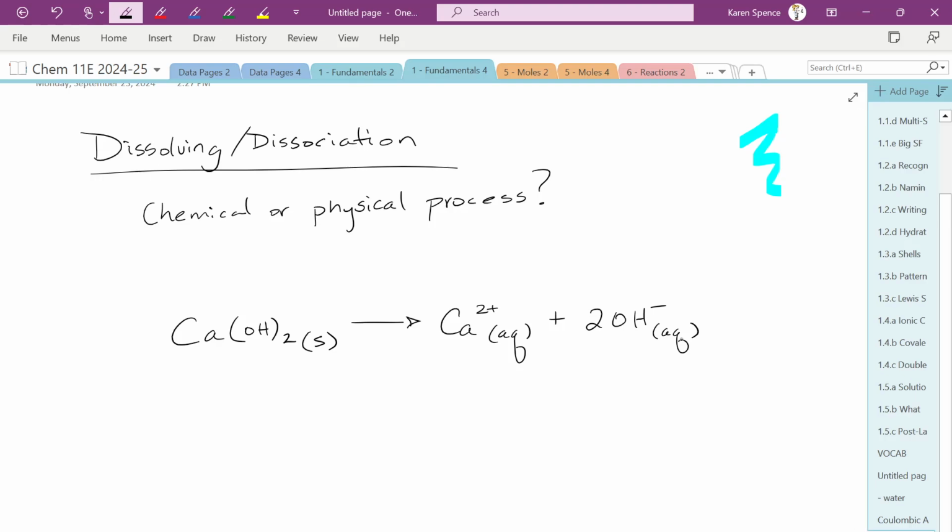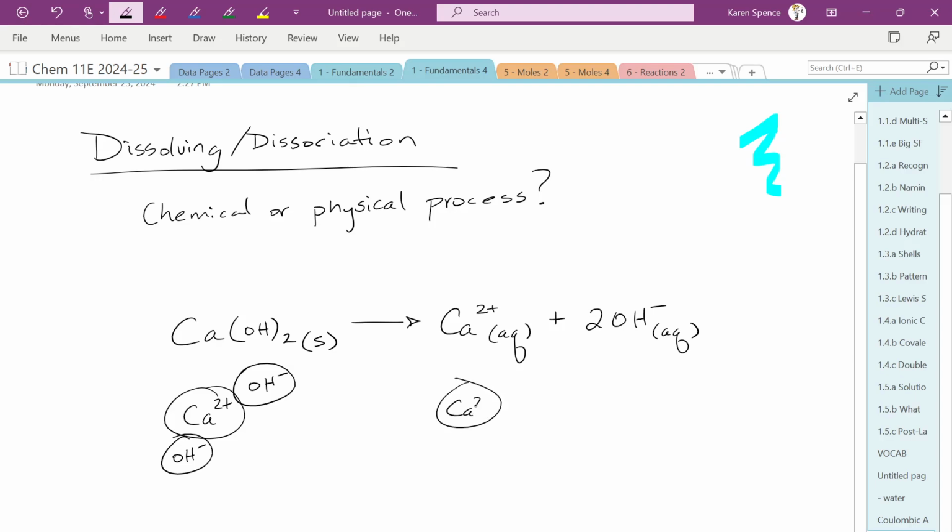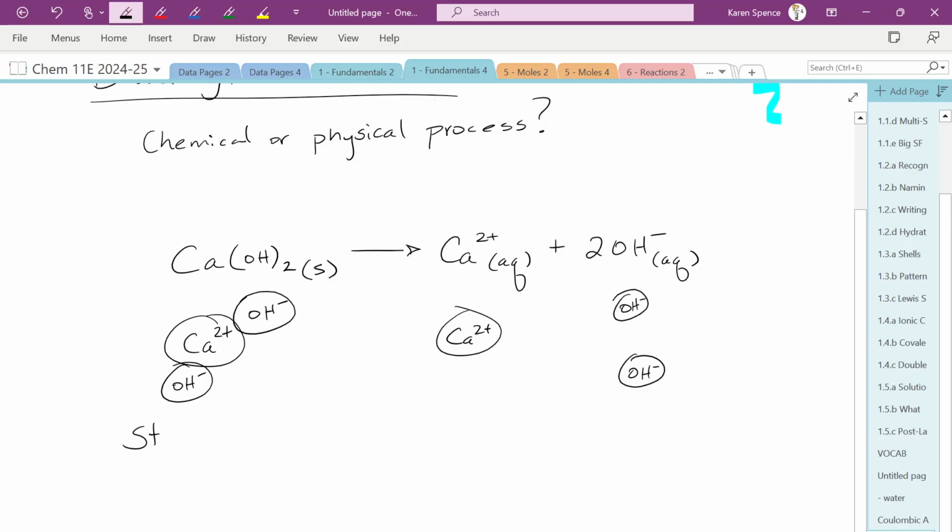So if I had to draw this, I'd have Ca2+, and I'd have an OH and an OH, just one formula unit, okay? And if I had to draw this over on the right-hand side, I would have Ca2+, and I would have an OH, and I would have an OH. So I am starting with Ca2+ and OH- ions.